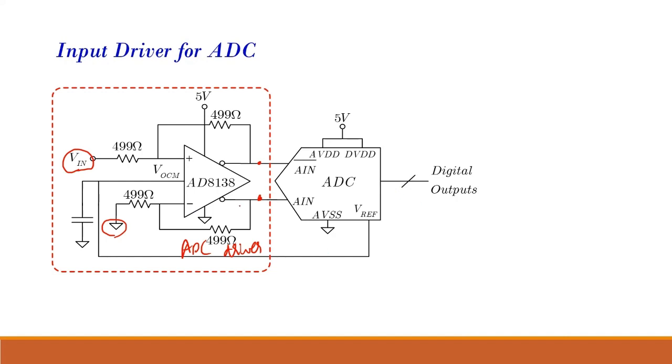So the goal of this ADC driver is it will either convert the single-ended signal to a differential signal, or the differential signal itself it will amplify further and provide to the ADC. Because the ADC works better when this signal is a differential signal, which they have shown over here. So in this board, the input signal is single-ended. Via an ADC driver, they're converting it into a differential signal, which is going to the ADC, and the ADC is converting it into a digital output.